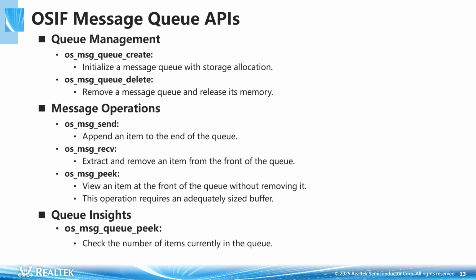OS Message Peek allows you to view an item at the front of the queue without removing it, but remember, this operation requires an adequately sized buffer. Finally, for queue insights, OS Message Queue Peek lets you check the number of items currently in the queue.